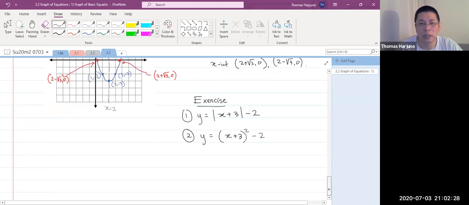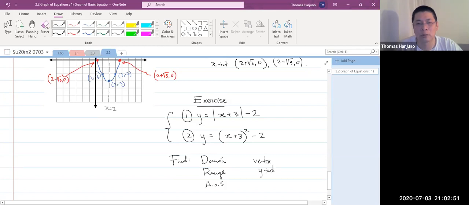For both of these equations, I want you to find the domain, the range, axis of symmetry, vertex, y-intercept, x-intercept, and then graph on the graphing paper. Okay, on the graphing paper.